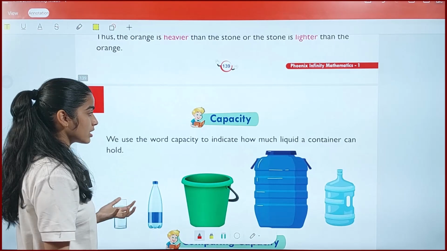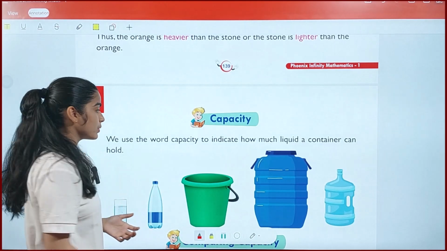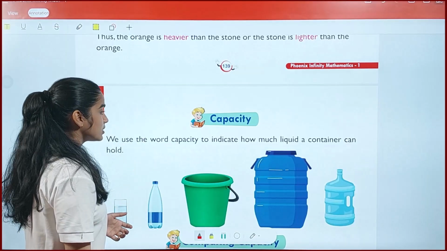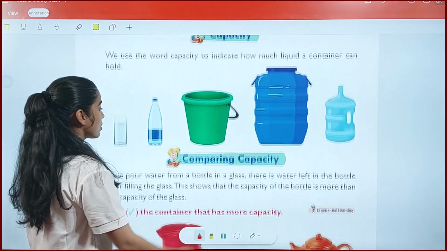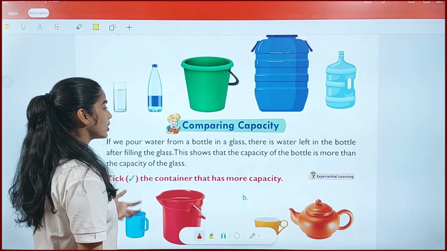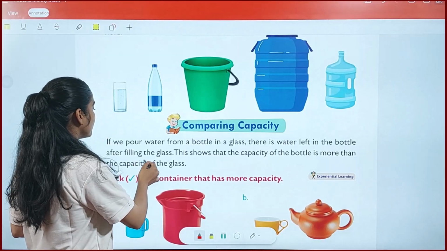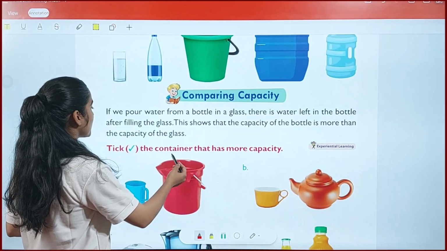Now we are talking about capacity. Capacity means the holding power of liquid. So we use the word capacity to indicate how much liquid a container can hold. So, comparing quantities: if we pour water from a bottle into a glass, there is water left in the bottle after filling the glass. This shows that the capacity of the bottle is more than the capacity of the glass.